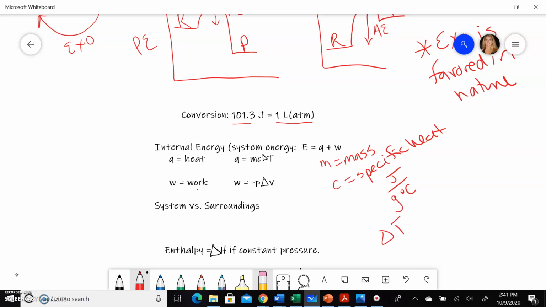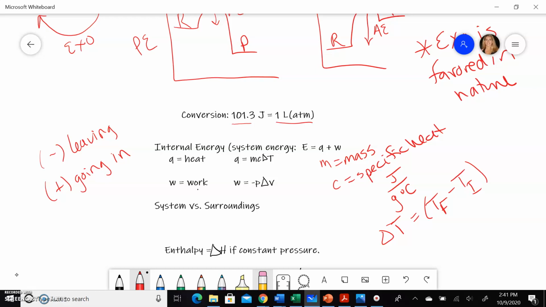And then delta T is the temperature change. Delta means change in, and you'll end up with the correct sign if you do final temperature minus initial temperature. So again, what you'll end up with is either a positive Q or a negative Q. And remember, the negative just means it's leaving, and the positive means that it's going in. So if heat is leaving the system, you'll end up with a negative Q. If heat is going in, you'll end up with a positive Q.